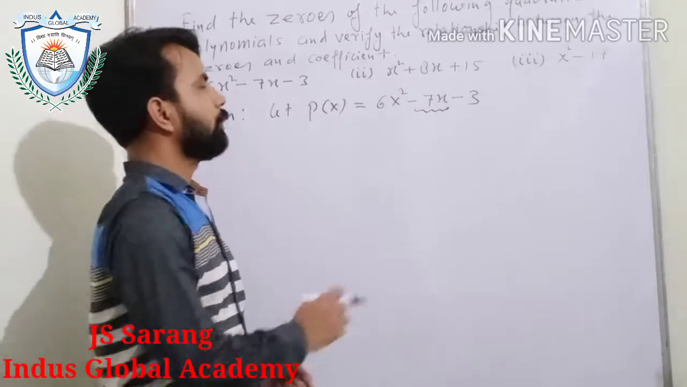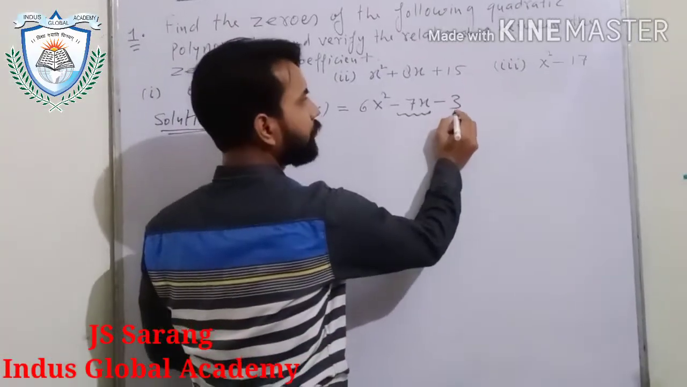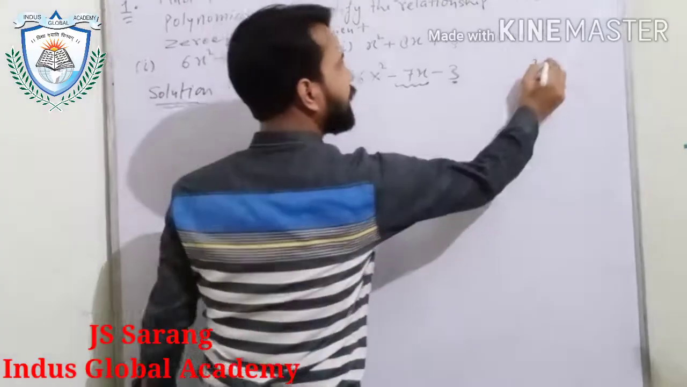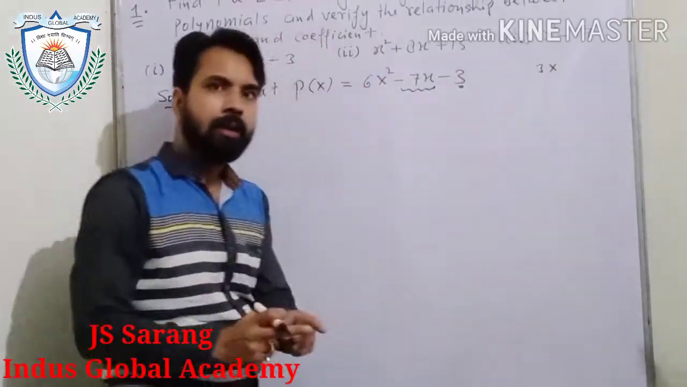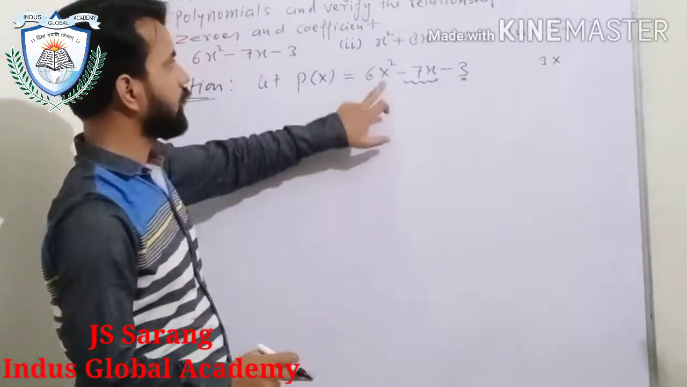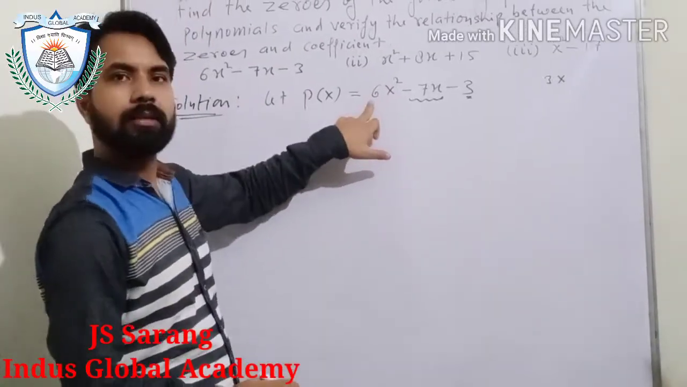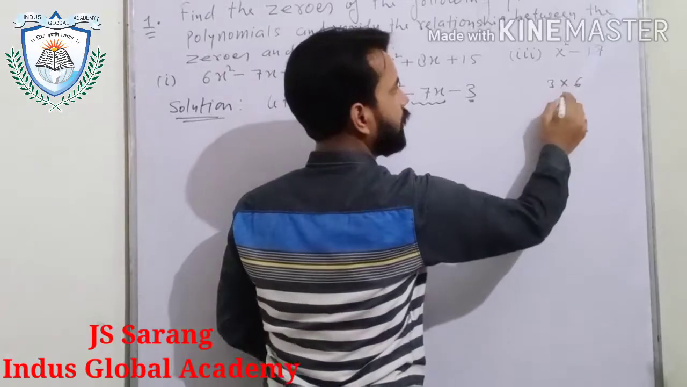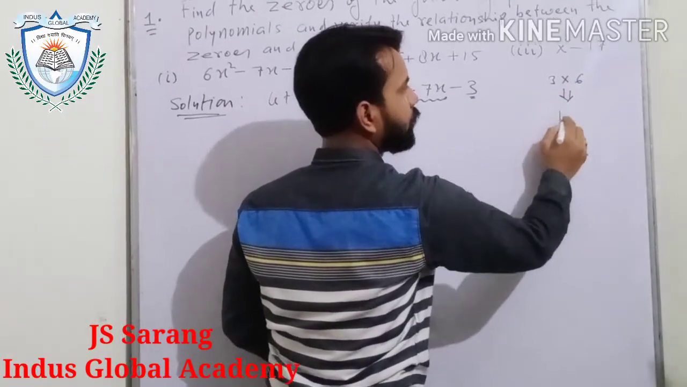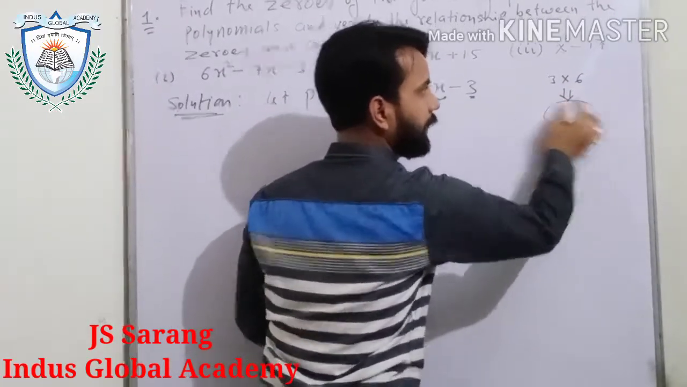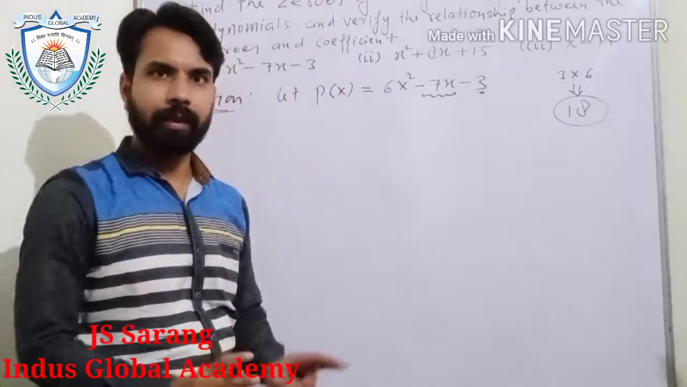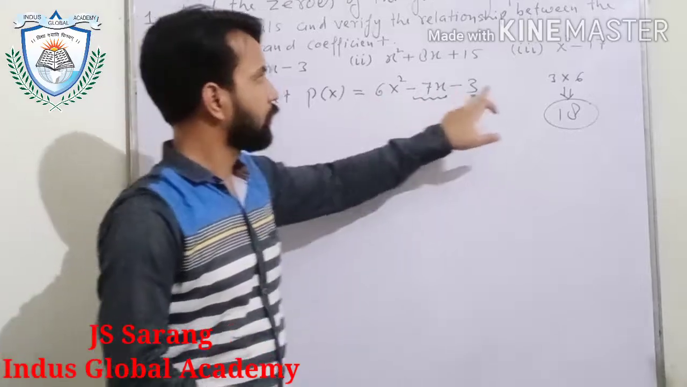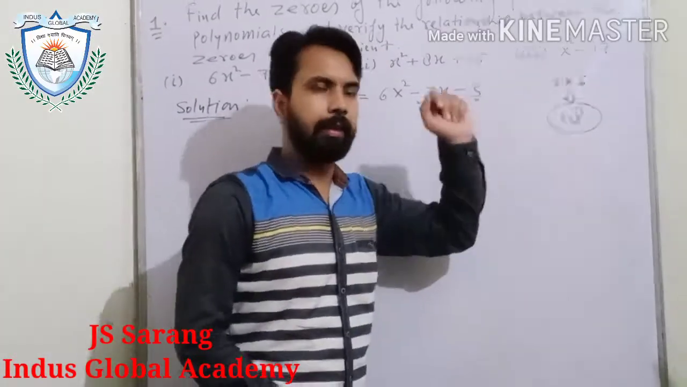So beta, what is the constant term here? That is 3. So this 3 is multiplied by the coefficient of x square. What is the coefficient of x square here? That is 6. So 3 into 6. We will get how much? 3 sixes are 18. Understood? We multiply the constant term and the coefficient of x square. So 3 into 6 we will get 18.